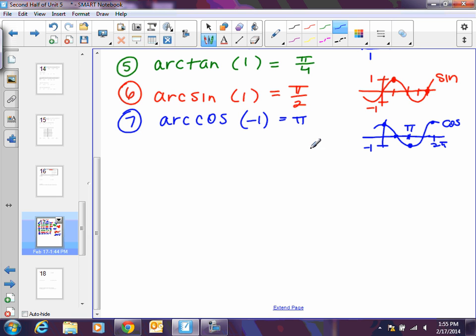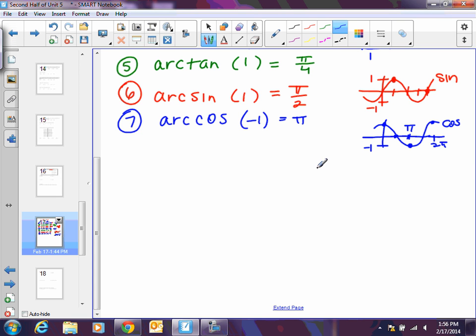Okay. So you pick out a way that works for you. For some people, the graph is confusing. They get off by 1 a lot. I don't care how you do it. You do whatever works for you. All right. One last one.